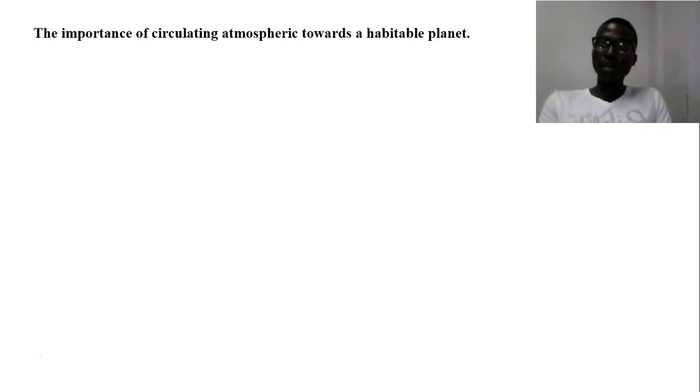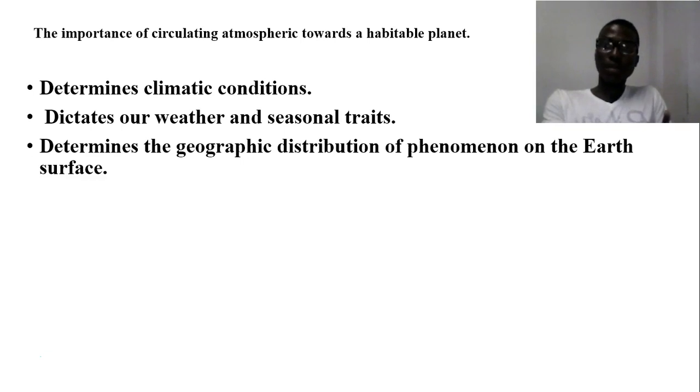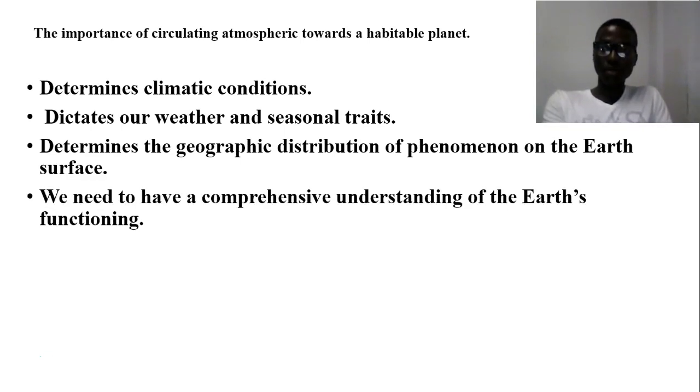So, what is the importance of circulating atmosphere towards our habitable planet? At first, it determines the climatic conditions, it dictates our weather and seasonal traits, it also determines the geographic distribution of phenomena on the Earth's surface, and we need to have a comprehensive understanding of the Earth's functioning.